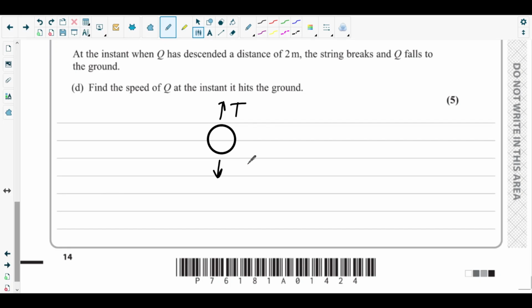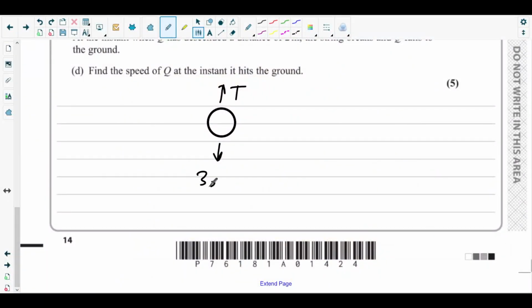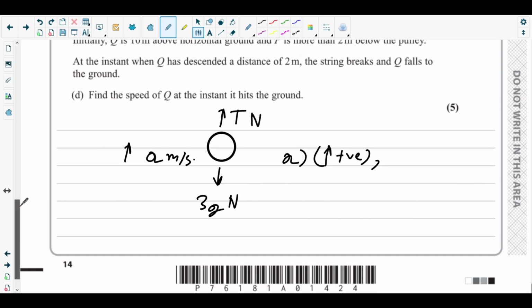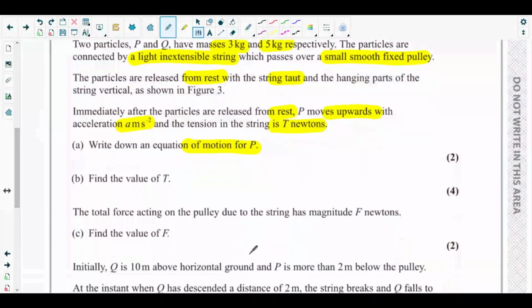Its weight is acting downward, right? What's the weight of particle P? This is 3g newtons, isn't it? 3g newtons. T newtons acts upward. Its acceleration is in the upward direction. So an equation of motion for particle P would be: taking upward as positive, tension T minus 3g equals 3a. This is the equation for the motion of particle P, and that's what part A has asked for.